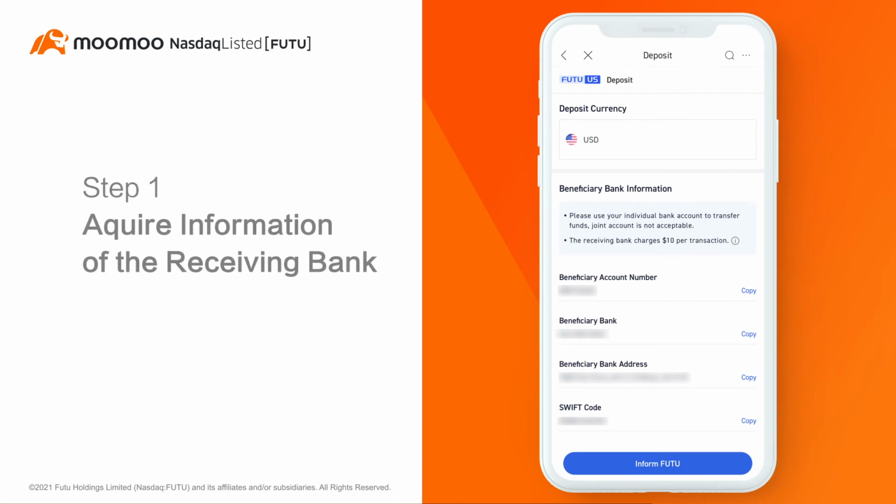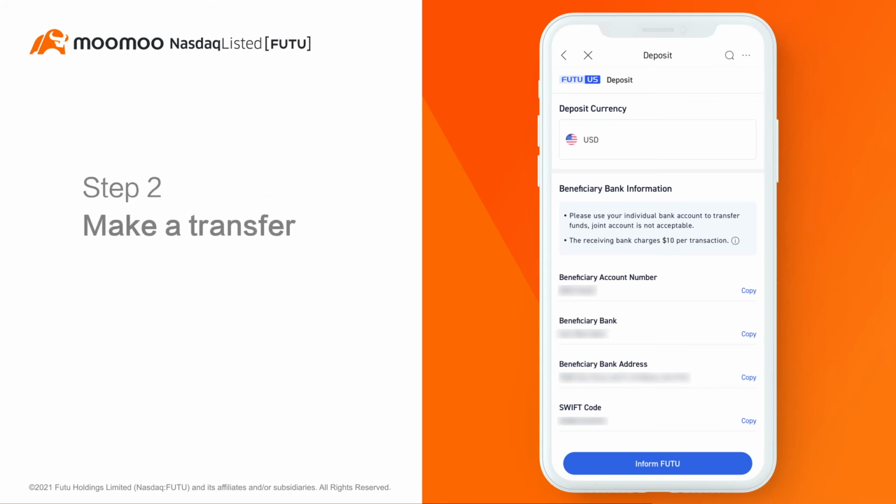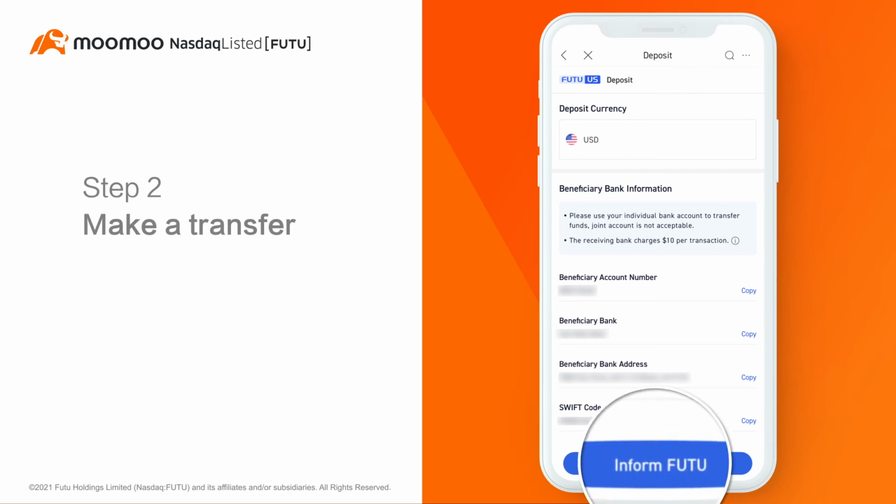Now you can initiate funds from your bank account via wire transfer. Don't forget to put your name and Moomoo ID into the payment detail. Please notice that fees may be charged by the banks. After you initiated funds, please tap Inform Futu.